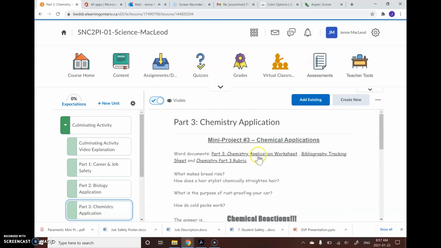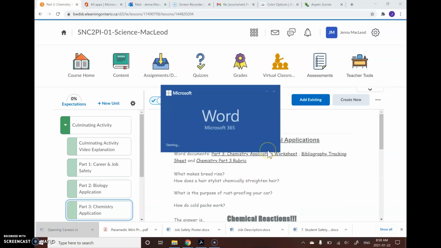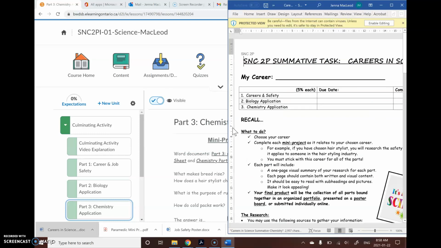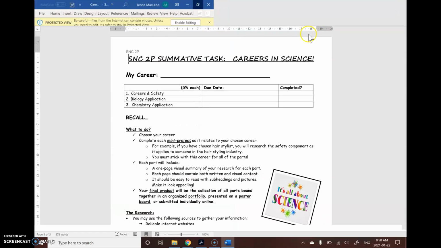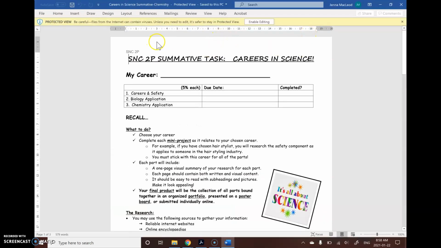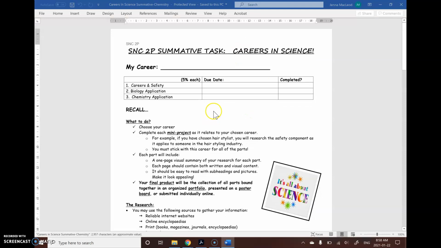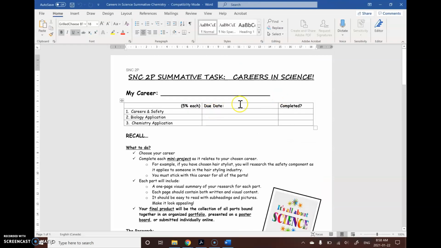So what I want to do is take a look at this document with you. Again, if you're having trouble finding your chemical reaction, please send me an email and I can help steer you in a way. Or if you're thinking, I don't know what kind of chemical reaction is in my career, I don't mind helping you. So please send me an email. We just went over this here.